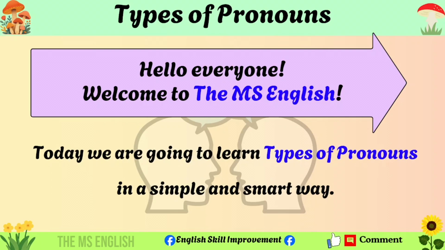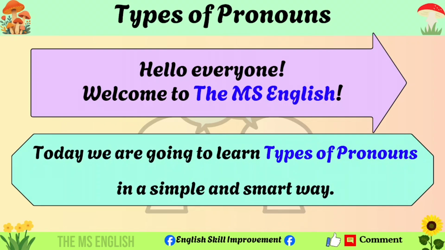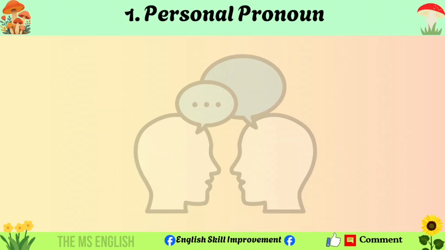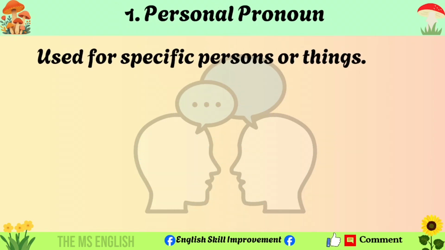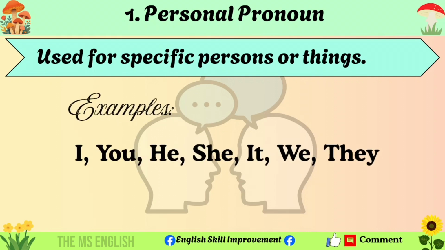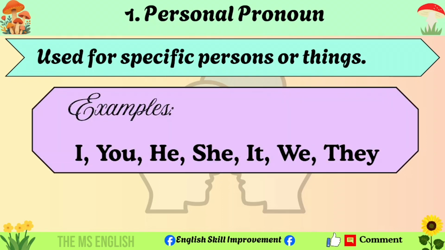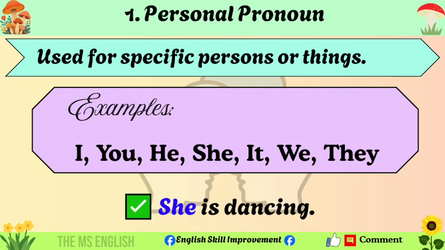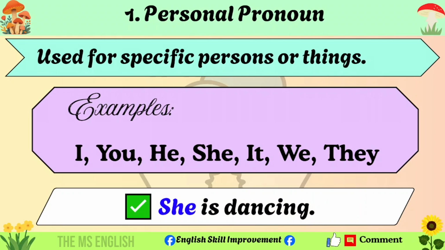Today we are going to learn types of pronouns in a simple and smart way. Personal pronoun. Personal pronouns are used for specific persons or things. Examples: I, you, he, she, it, we, they. She is dancing. In this sentence, she is a personal pronoun.